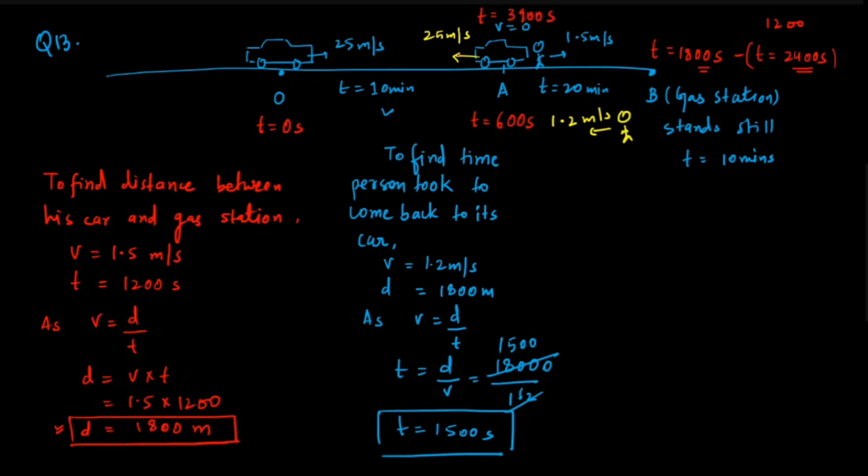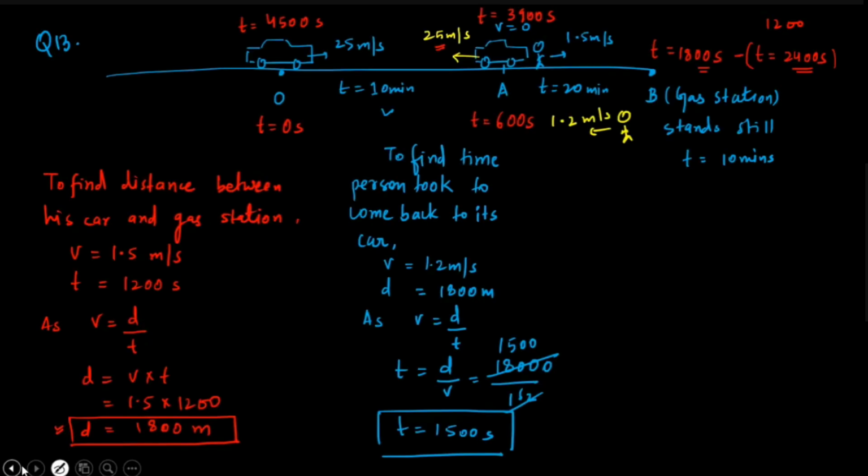Now, again, the person drives with 25 meters per second. So, as initially it took 10 minutes, finally also it took 10 minutes because it has traveled with the same speed. So 10 minutes means 600 seconds. So we'll add 600 again. So it reaches its initial position or its home at t equals 4500 seconds. Now this is all the information that we needed to plot the graph.